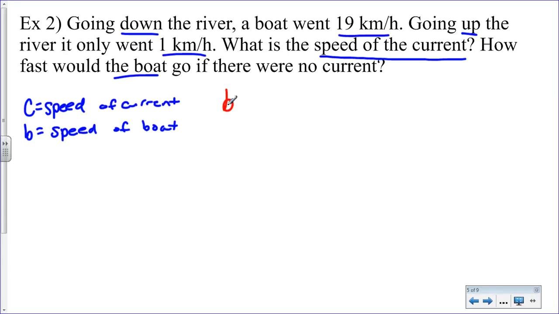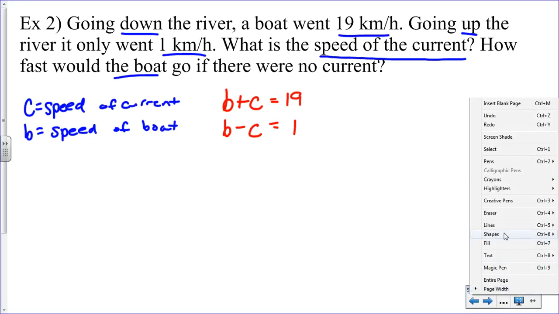So speed of the boat plus the speed of the current is going to be 19. And when I'm going upstream, I'm working against the current, so I'm actually going to subtract. Okay, so this one's a little different. How I set it up is B plus C is 19, because the current's going to speed me up when I'm going downstream, and B minus C because the current is going to slow me down.